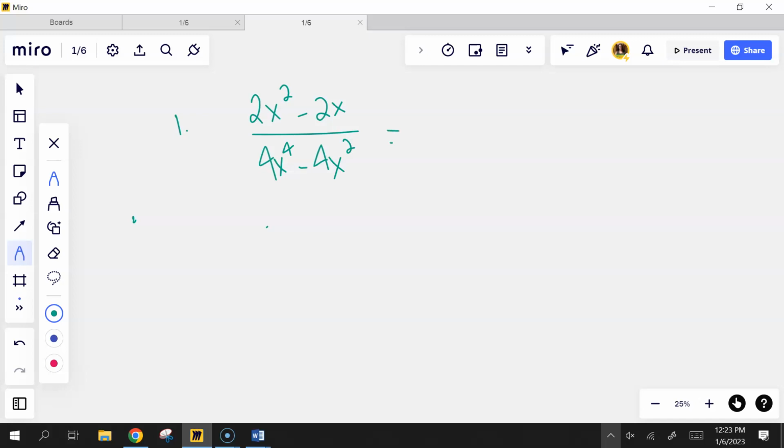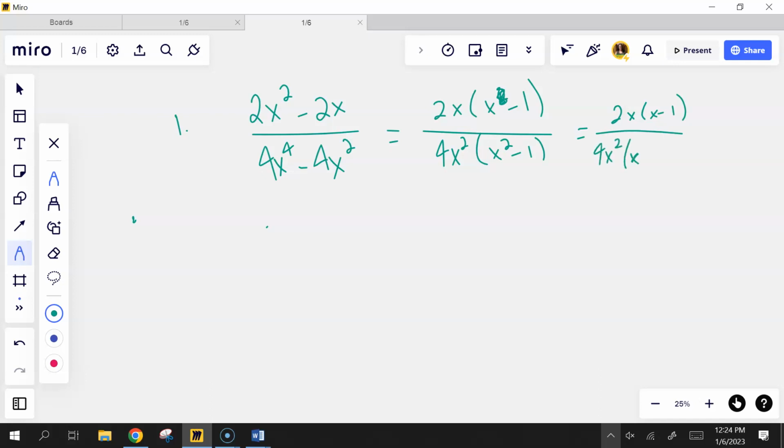All right, let's factor what we can. Take out 2x on the top. It leaves me with x squared minus 1. Take out 4x squared. Wait, it's x minus 5. X squared minus... difference of squares. So I got x minus 1. That's exactly right. Now everything's factored completely, and let's start marking out what we can where we can.